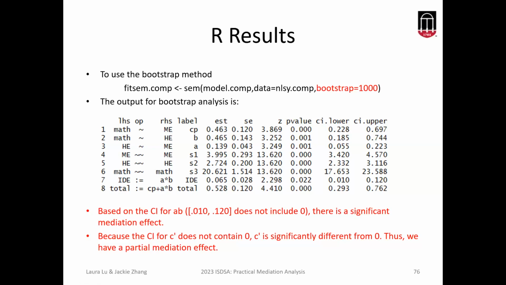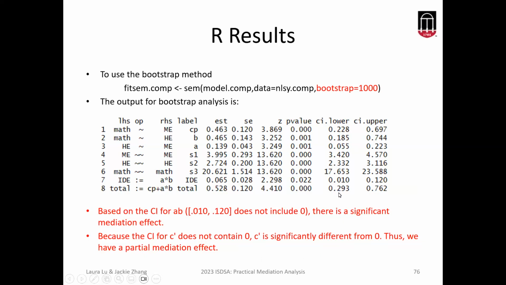Previously we had the p-value. Also here we have the p-value, which is significant. So we have the p-value and the confidence interval to show together that there's a significant mediation effect. And let's look at the total effect. Here, the lower bound, upper bound, also 0 is not included. So we have a significant total effect.